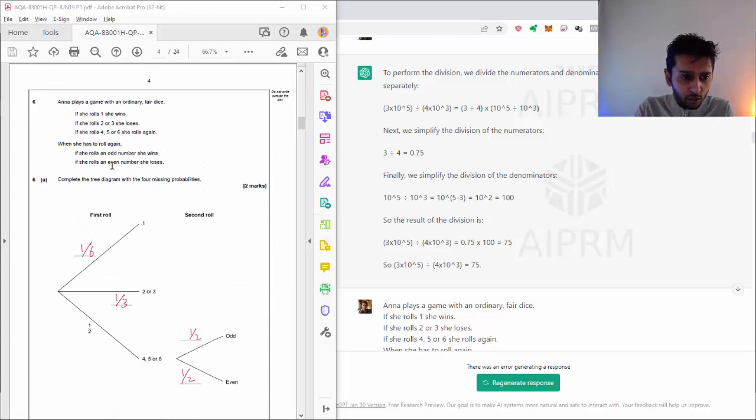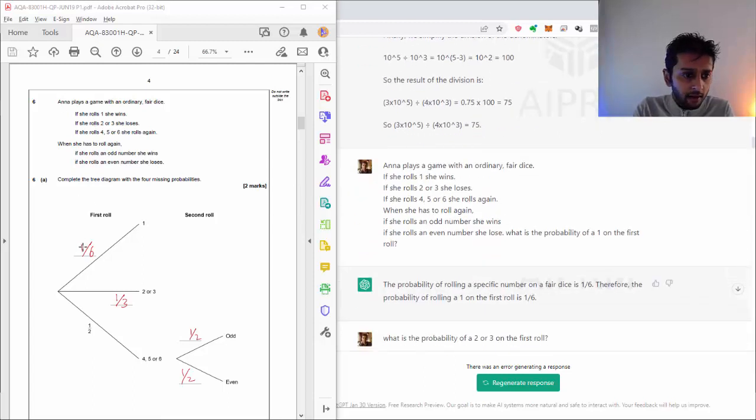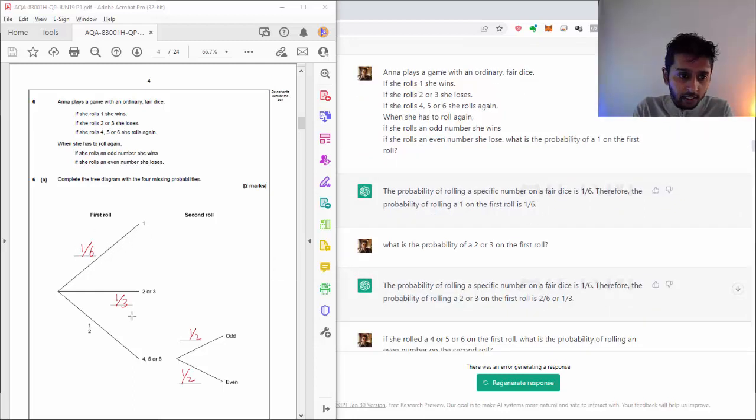This one was a little bit interesting. So I got it to produce a tree diagram. I copied in this information here. And then I wanted to know what this number was here. So I said, what's the probability of getting a 1 on the first roll? And it said 1/6. What's the probability of a 2 or a 3? 1/3. So I managed to fill that in.